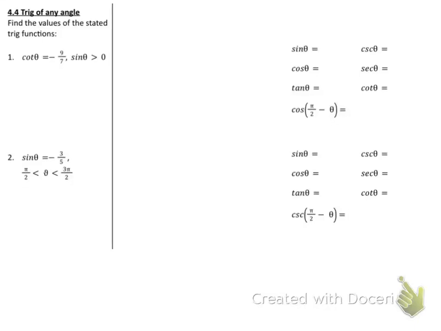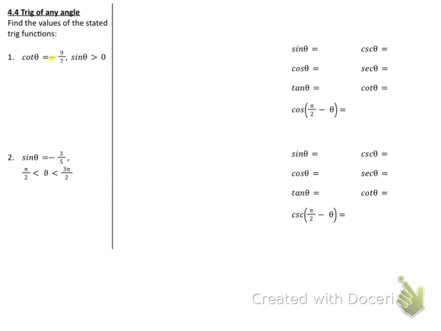Okay, so section 4.4, trig of any angle. It's actually pretty similar to what we did last year in Integrated 3, with just a little bit more information given to us. So I'm just going to look at the signs to try to figure out the beginning part of this. I'm being told that cotangent is negative. Okay, so I'm definitely not in quadrant 3.